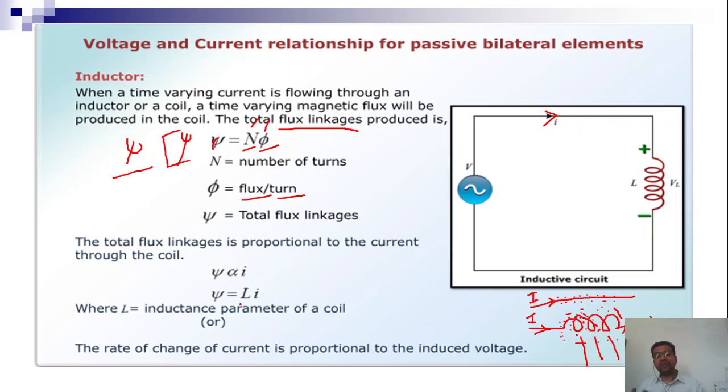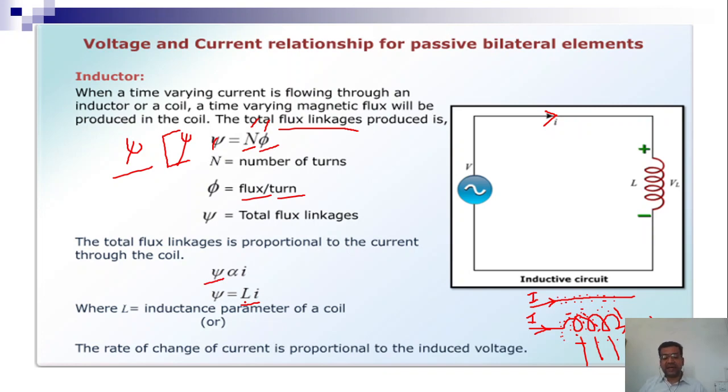If the current flowing through is more, your flux linkages are more. Anyhow, the number of turns cannot be changed. Once the number of turns is fixed for any machine, you cannot change it. So the current flowing through decides how much flux will be present in the machine. So psi, the flux linkages, is N times phi, which is directly proportional to I, and psi is equal to L i. What is L now? It is the inductance parameter of the coil.